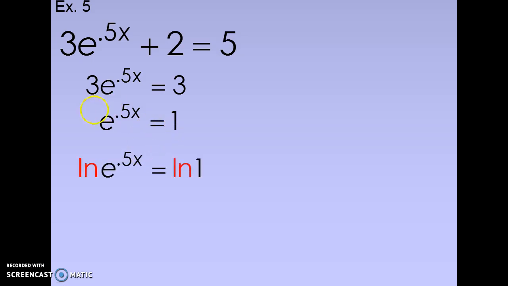Now, because we have this e here, we do have to apply natural log in this situation. So now we have natural log of e to the 0.5x power equals natural log of 1. This natural log and this e right here cancel out, and so now we're left with 0.5x equals natural log of 1. And basic math tells me that natural log of 1 is 0, so if we divide both sides by 0.5, we would still have 0. So remember, natural log of 1 gives us 0.